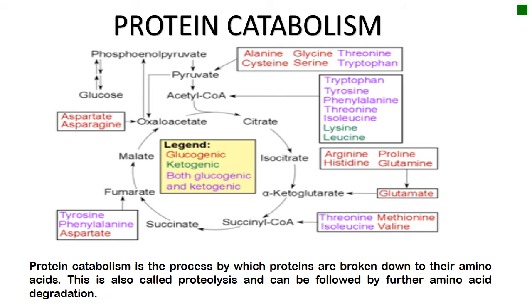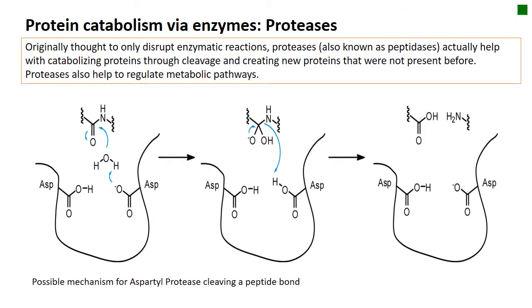After the discussion of the synthesis of the protein, we also have the breaking down of the protein, and that is what you call protein catabolism. It is the process by which proteins are broken down into their amino acids. This is called proteolysis and can be followed by further amino acid degradation. Catabolism may take place through the use of enzymes, like for example the proteases.